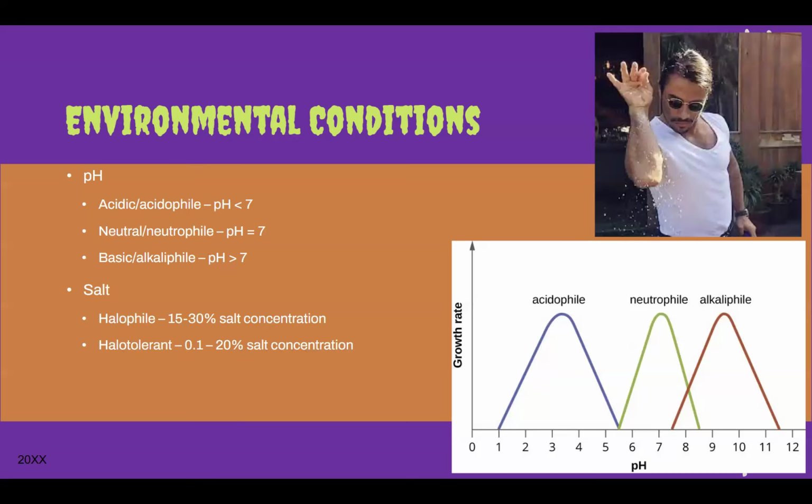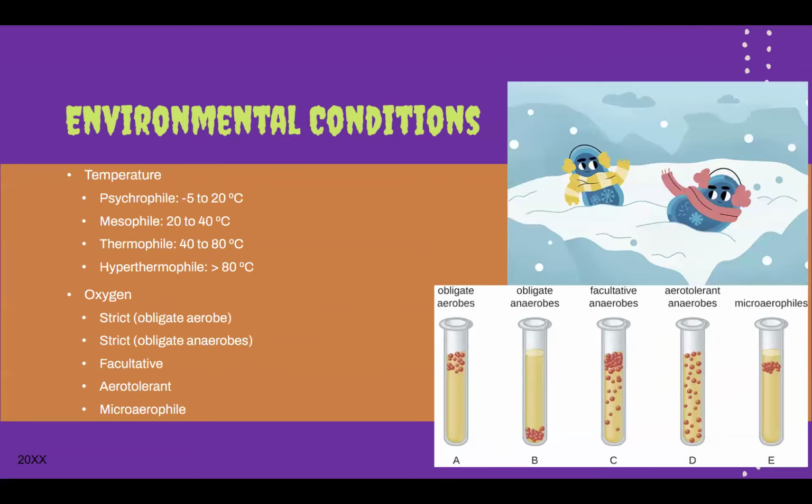And then salts, halophiles and halotolerance: different salt conditions will attract different kinds of microbes. This one's honestly not that important. The pH ones for sure, and then definitely the oxygen ones will be tested.